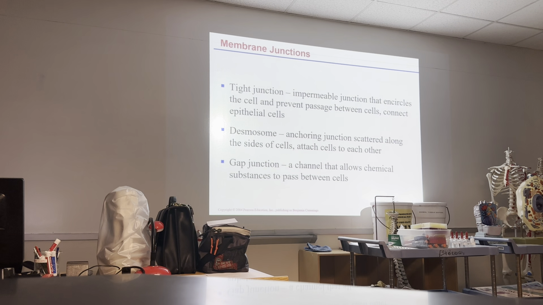So this is the communication. Gap junction communication, because it allows a channel for chemical substances to pass through. So you got the communication process. Gap junction is no more than communication. A desmosome is the anchor, and the tight junction is the waterproofing, making everything tight and sealed.